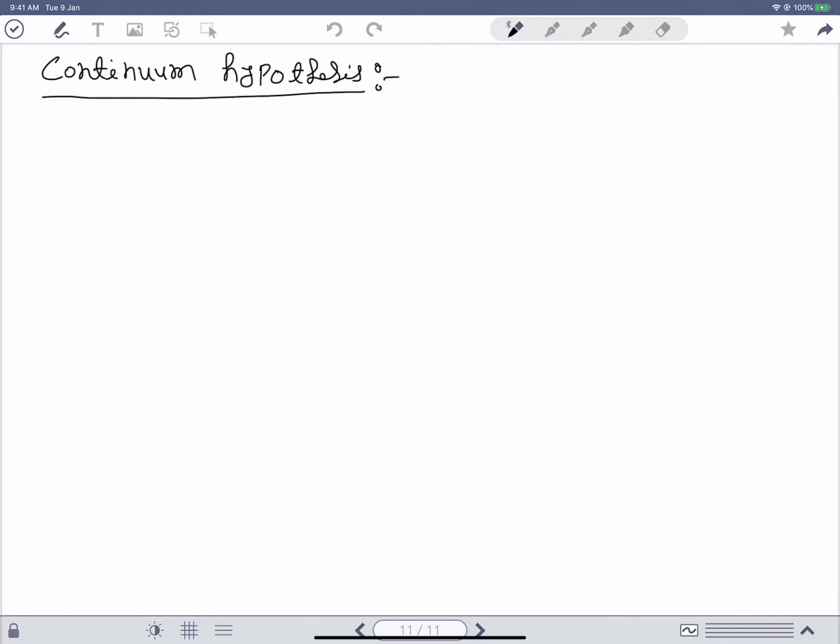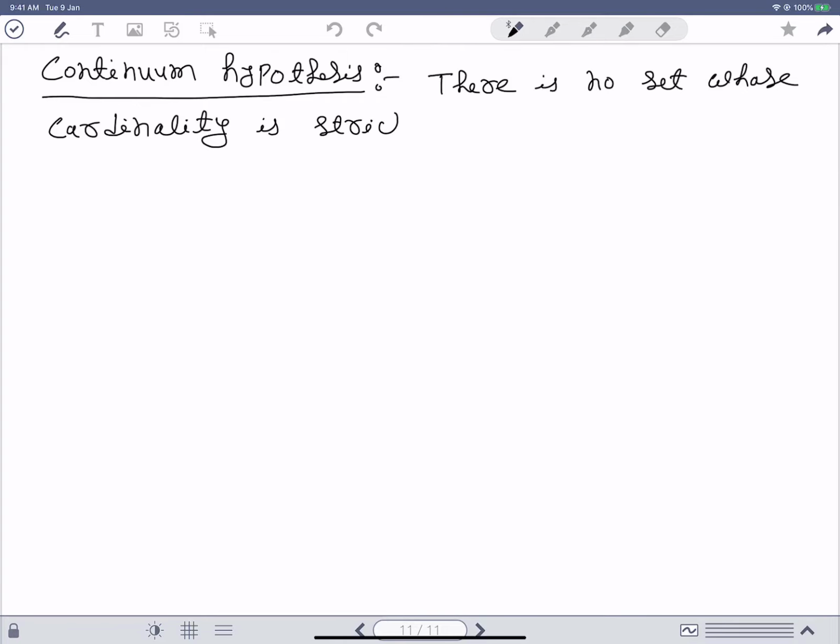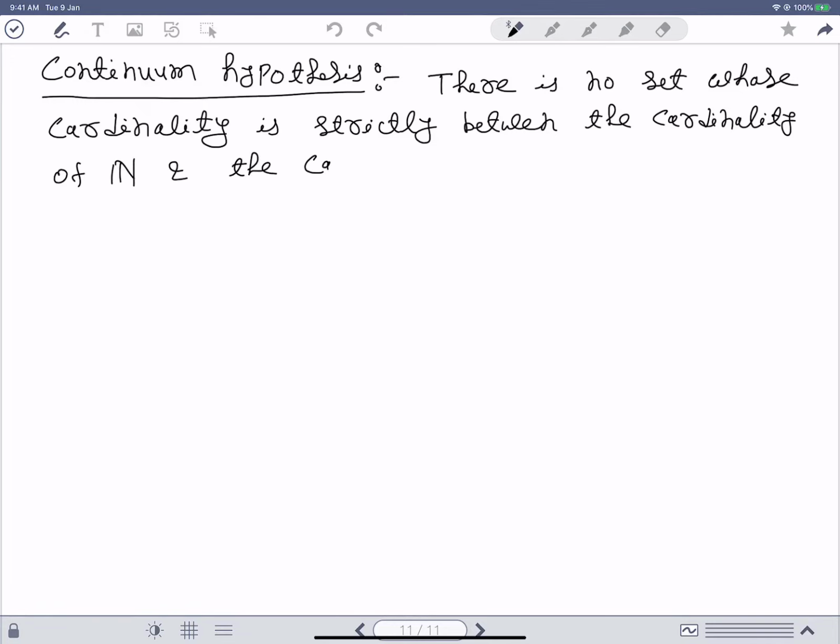So what is this hypothesis? It says there is no set whose cardinality is strictly between the cardinality of N and the cardinality of R. So this is a hypothesis.